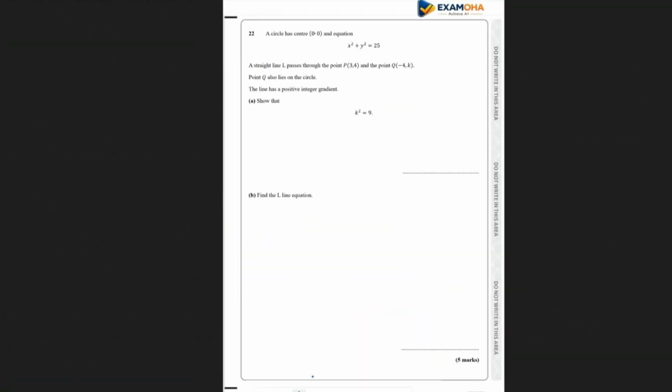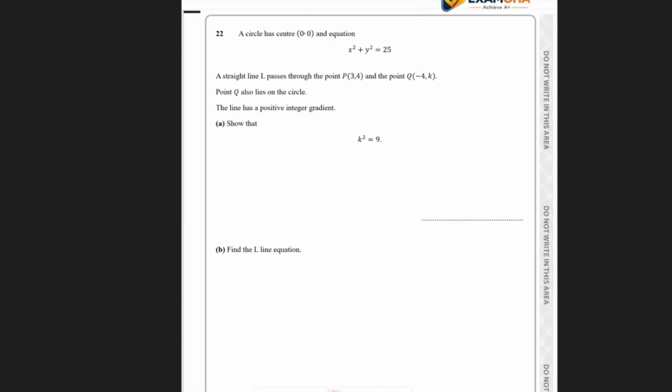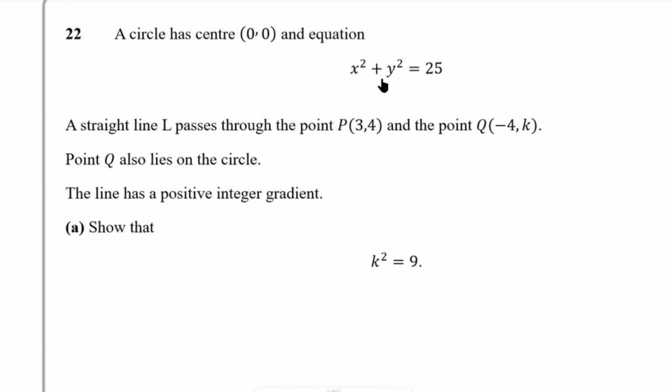These questions tell you that there is a circle with center 0, 0. As you can see in the equation, there is nothing here, nothing there. That means it's 0 and 0. And the equation is x squared plus y squared equals 25. A straight line L passes through the point P (3, 4).